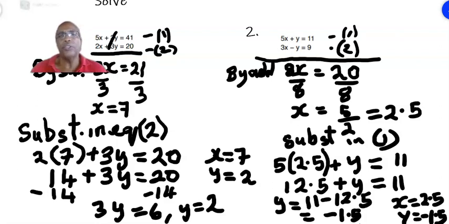So we can stop here for today. We'll continue with more simultaneous equations next time, especially those where you don't initially have any of the unknowns the same.